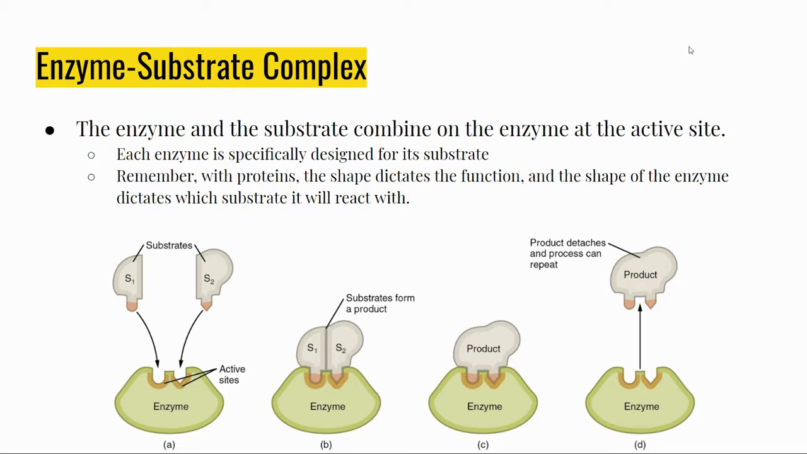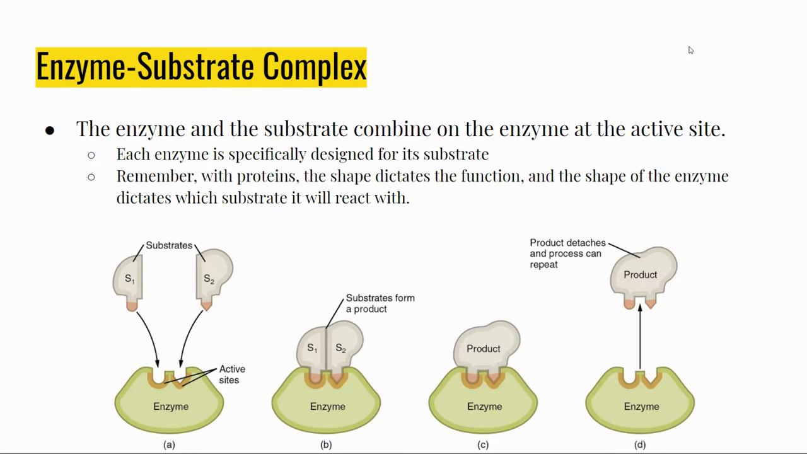Each enzyme is specifically designed for its substrate. Remember, with proteins, the shape dictates the function, and the shape of the enzyme dictates which substrate it will react with. That's important. The shape of the protein gives it its job. You need to understand that. So the enzyme's job is based off its protein shape, and the shape of the enzyme is going to tell it what type of substrate it's going to attach to.